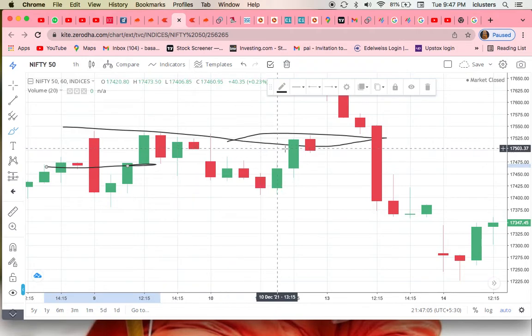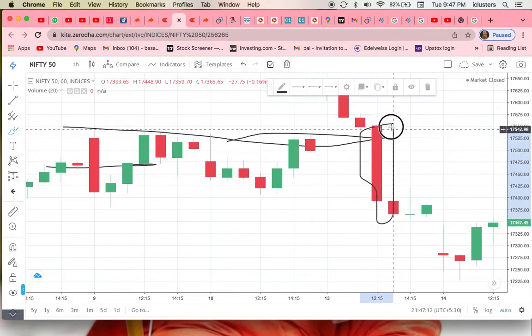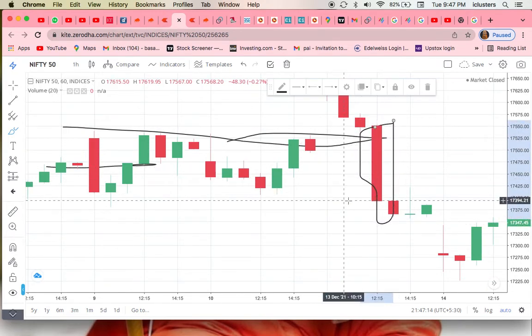For example, in this candle, see how much selling pressure is coming there. Big red candles signify that you are in a downtrend, a bearish trend.